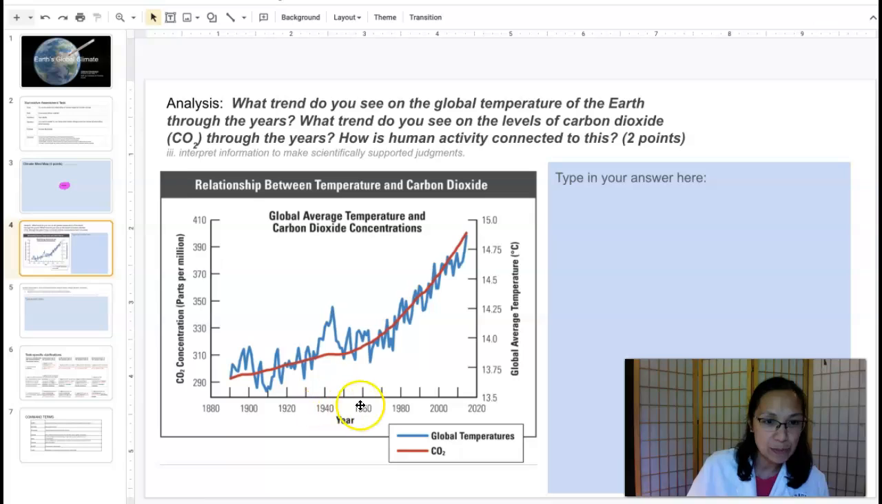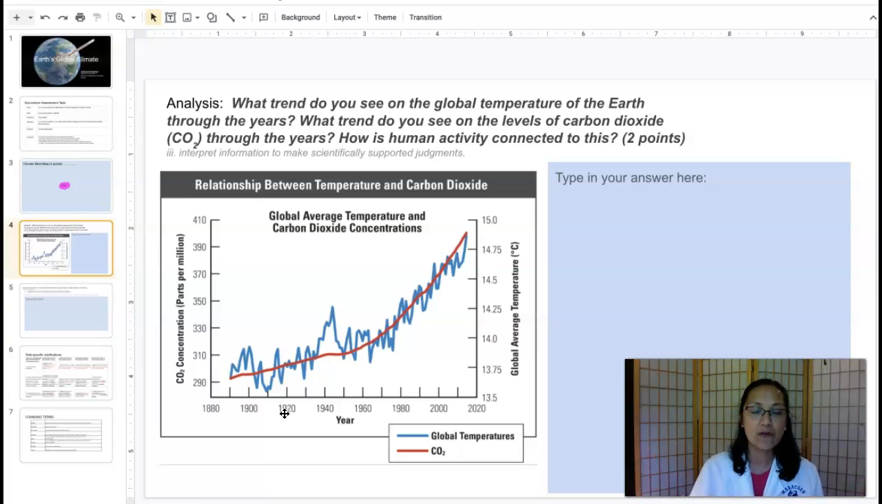all the way to about, I'd say 2017. All right, not at 2020 yet. And then on the left side, you will see concentration of carbon dioxide, parts per million. And on the right side is global average temperature. So you will see that the blue lines are going up and down, up and down, up and down, right?